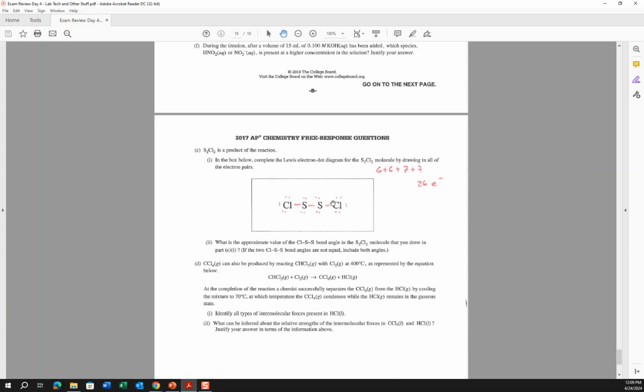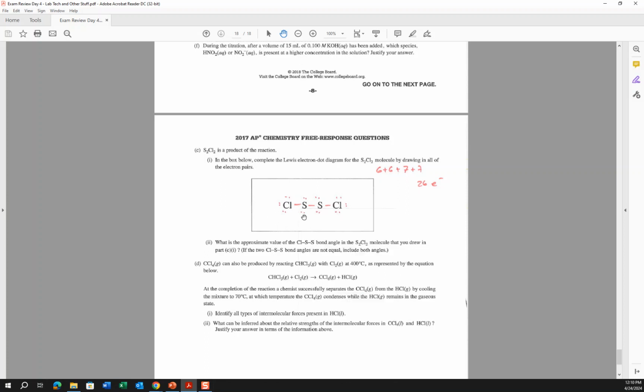So we got 2, 4, 6, okay? And then we would go 8, 10, 12, 14, 16, 18, 20, 2, 4, 6. So adding those lone pairs make us have 26 electrons. Chlorine has 8, sulfur has 8, that sulfur has 8, that chlorine has 8, so no reason for double bonds. We're not worried about formal charge or anything. They're not asking like which one's better than the other one, that kind of thing.